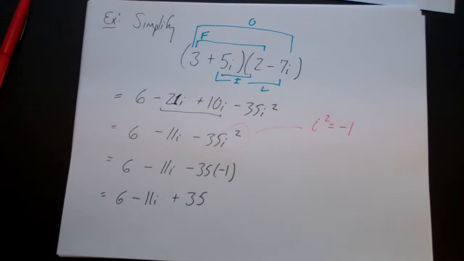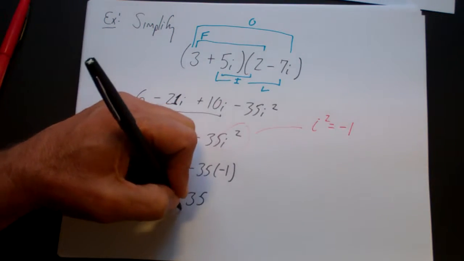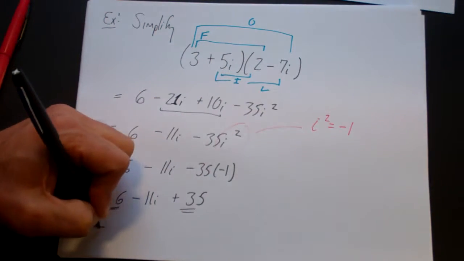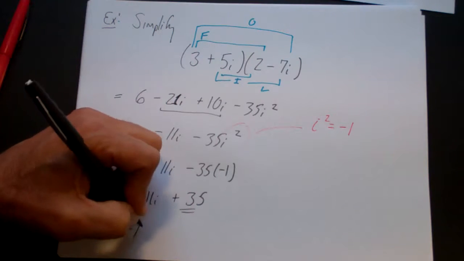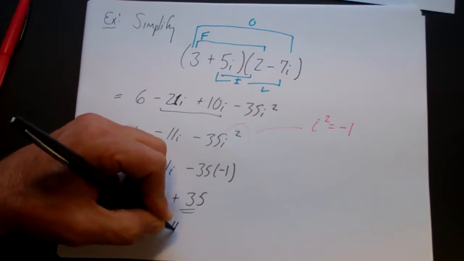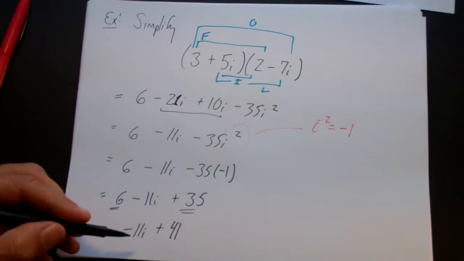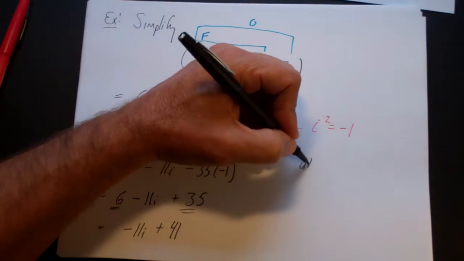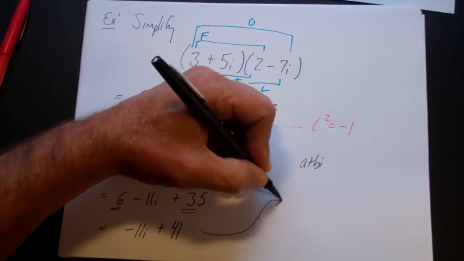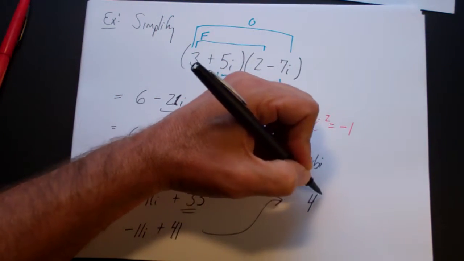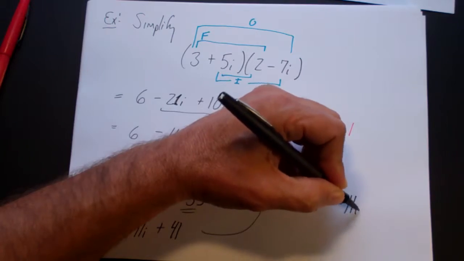We're going to combine like terms. This is 6 and this is 35, so those combine. So that's going to be minus 11i plus 41. That's correct. We like to write it in the form a plus bi, so we're going to put the real part first, and your final answer is 41 minus 11i.